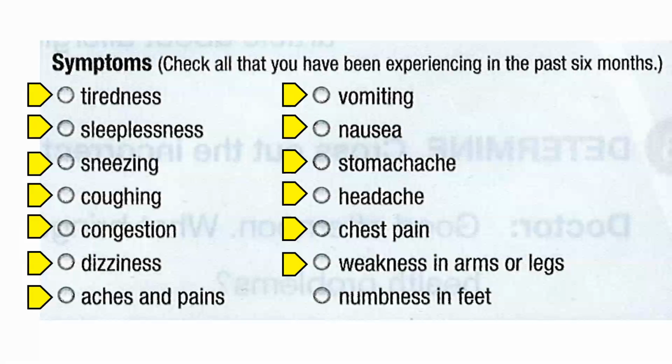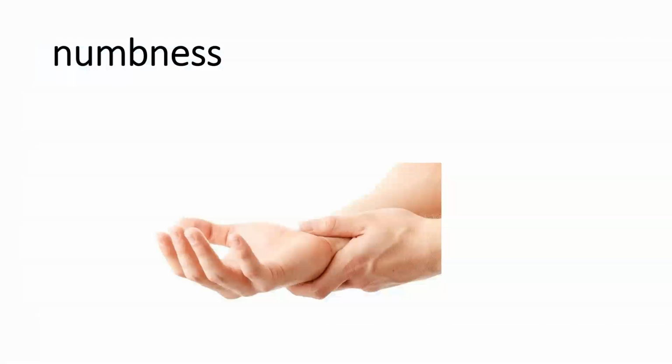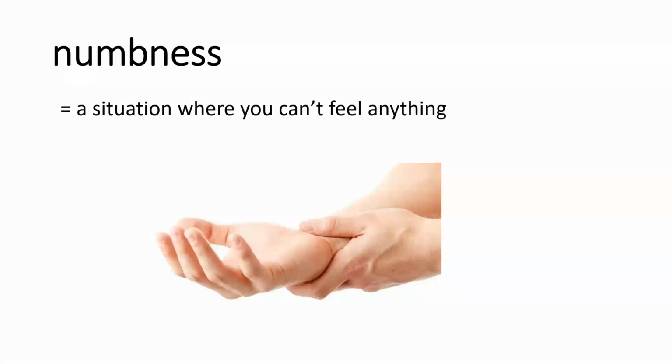And there's one more word that you need to know. It is right here. That is numbness in feet. And I don't have a picture of feet here. This is a picture of a hand. But it's still showing numbness. Basically, numbness is a situation where you can't feel anything. So if you can't feel your hands, like you don't have any pain, but you don't have any sensation, you can't feel anything, that's numbness.